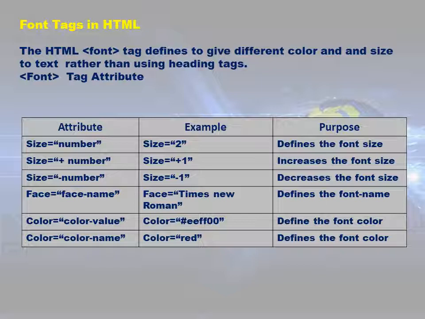The font tag attributes: size equals number, so the size should be 2, which defines the font size. Then size plus number, size equals plus 1, increases the font size. Size minus number, size minus 1, decreases the size of the font. Then face: a face name will be there. Suppose we set the face name Times New Roman, then it will define that font name. Whatever name we have chosen, it will display in that face. Color value should be in the form of a color code combination or a color name. Both define the font color.